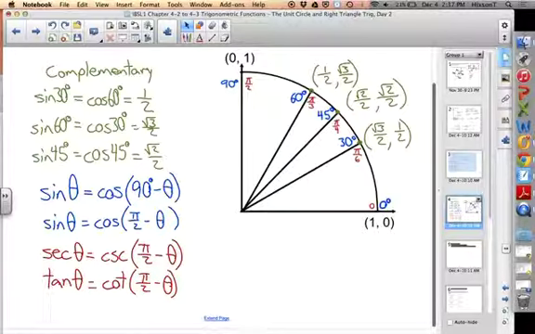Are they the same flip, like cosine of theta is equal to sine of 90 minus theta? Yes. And cosecant theta equals the secant of pi over 2 minus theta. And cotangent theta equals tangent of pi over 2 minus theta. And that's really why it doesn't matter whether you write it as pi over 2 minus theta or theta minus pi over 2. It won't make a difference.